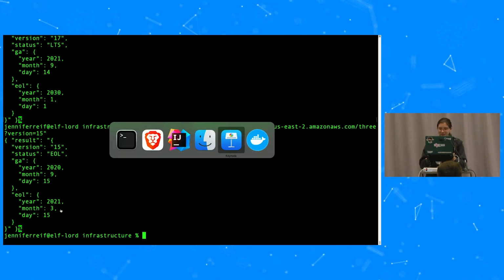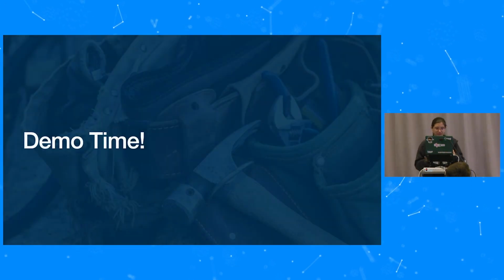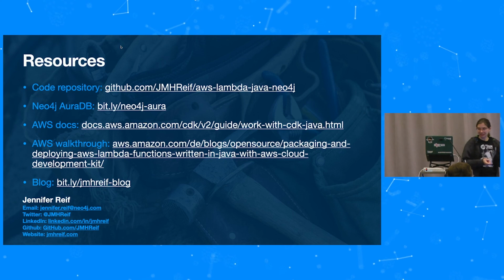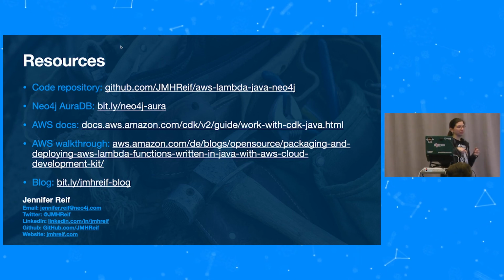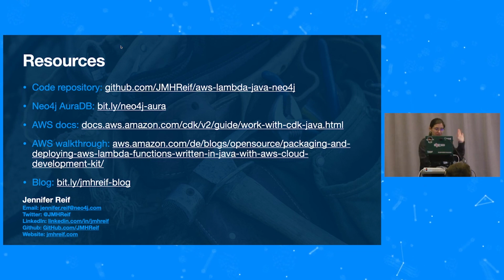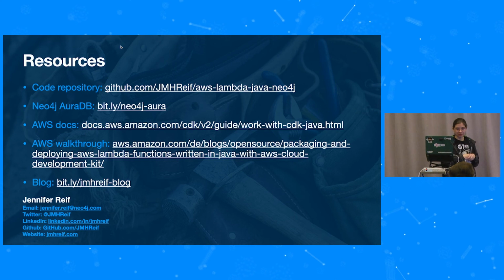So let's head back over to Keynote and wrap up with a couple of resources. So the code repository for this is available at that first link. Again, if you go to the branch v1, that's the old pre-CDK rendition of the code if you're interested in that. Otherwise, just stick on the main branch with the CDK stuff.